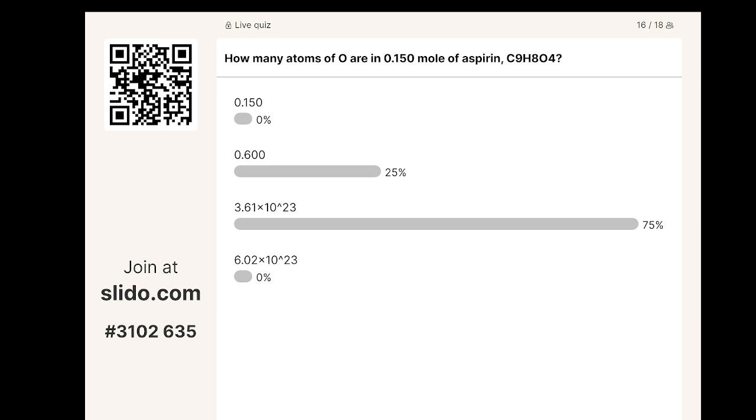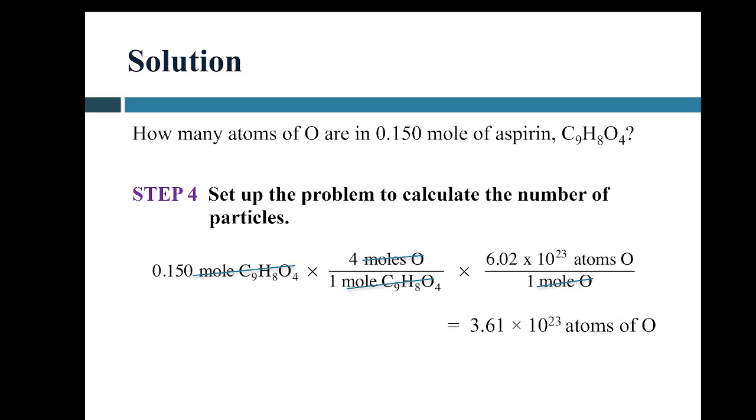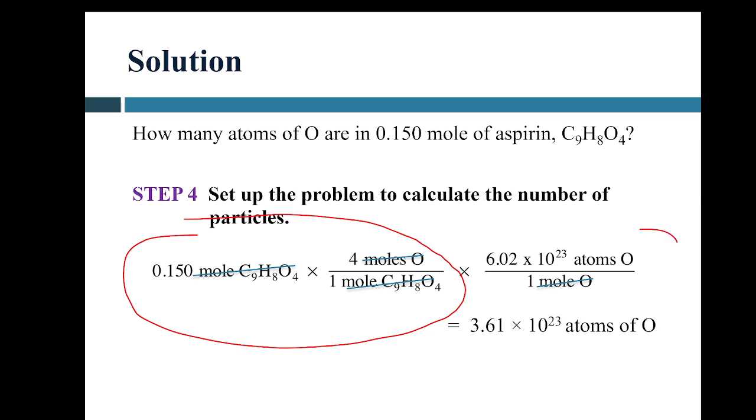So you can multiply the 0.15 times 4. That would give you the moles of oxygen, wouldn't it? But we need to do one more step. Once we multiply by 4 to get the moles of oxygen, we need to get that into atoms, don't we? That's going to be multiplying it by the 6.02 times 10 to the 23rd, which is the atoms per mole. And so it is 2 steps.